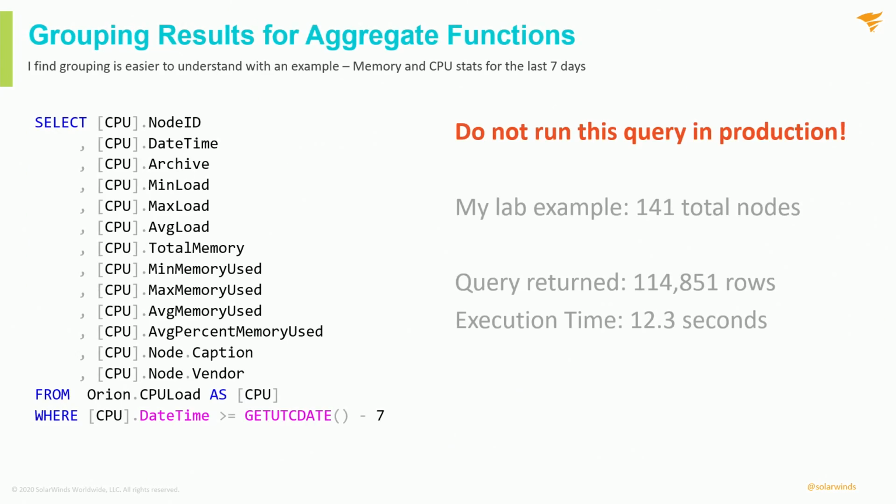I'm going to start with something simple. This is memory and CPU stats for the last 7 days. There is a humongous caveat here. Do not run this in your production environment. I will say it again. Do not run this query in your production environment. I took the hit for you just to kind of give you an example. My lab runs with 141 nodes, and that query returned over 100,000 records. You don't want to do this. It's unnecessary, because what we're really trying to do is find a way to summarize this information.